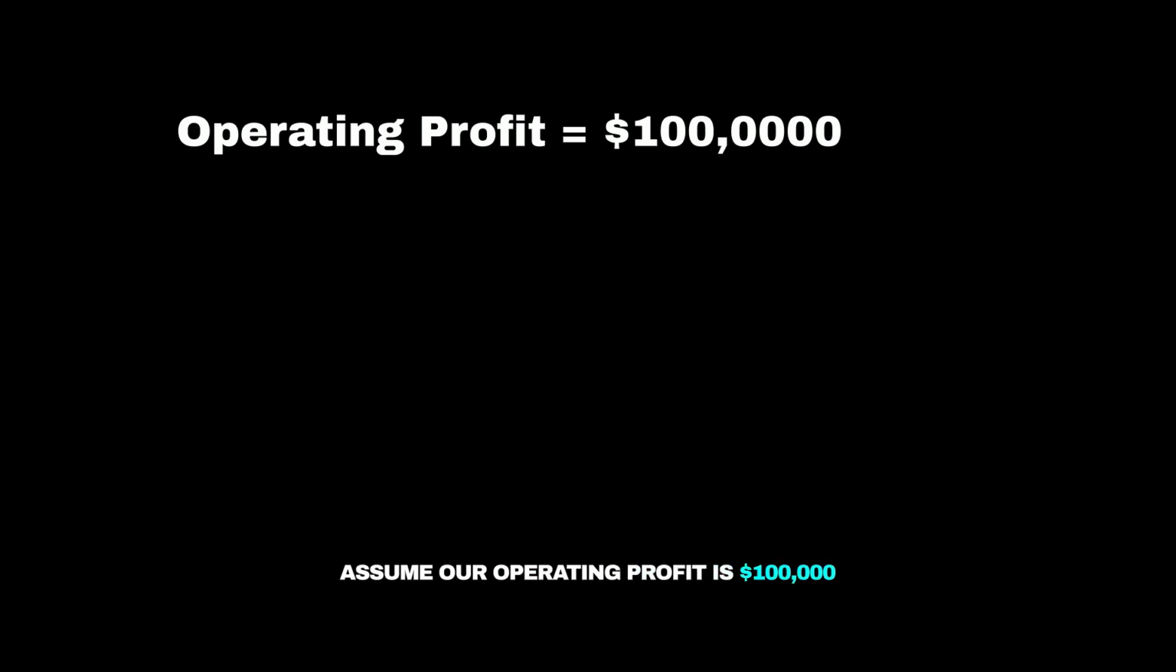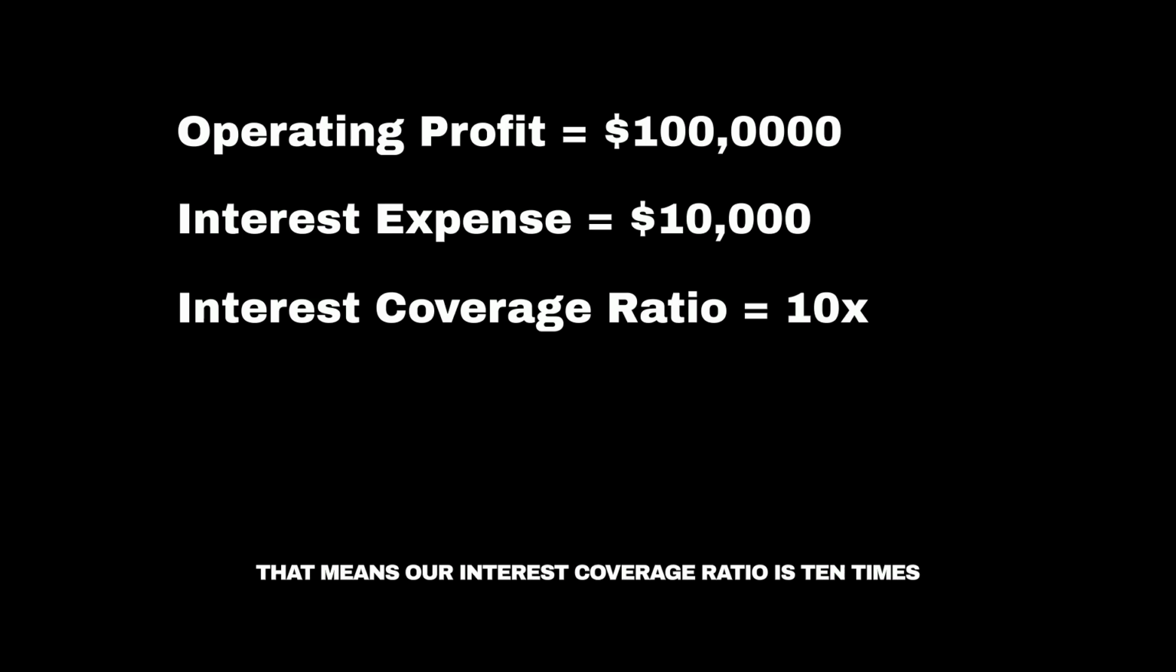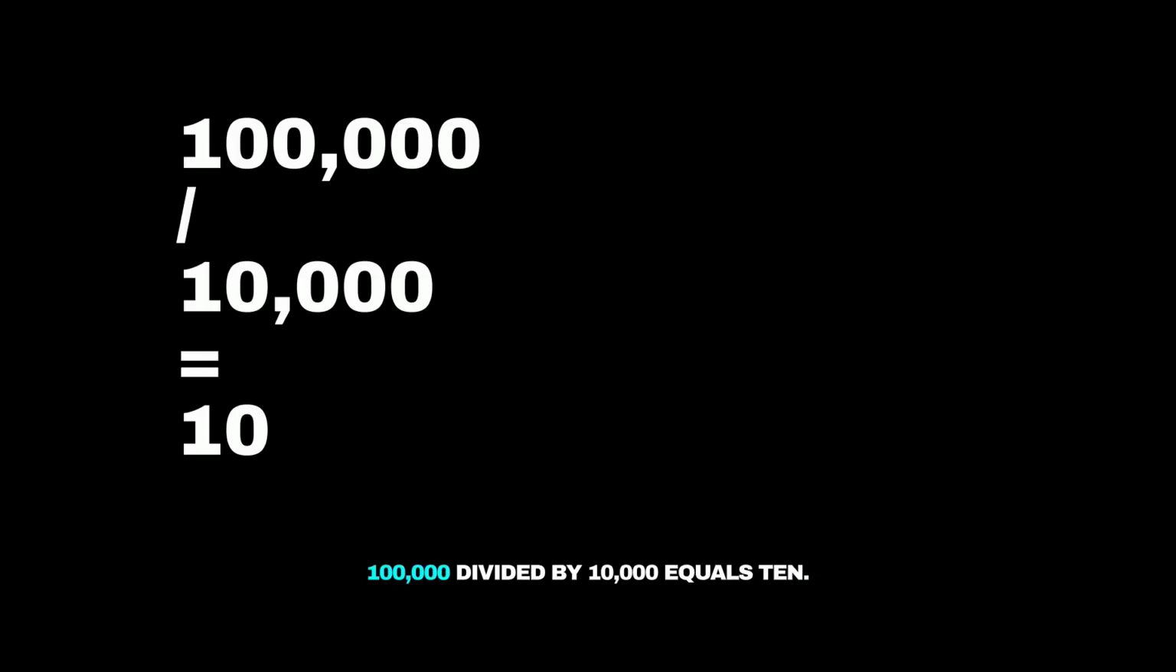Assume our operating profit is $100,000 and our interest expense is $10,000. That means our interest coverage ratio is 10 times. 100,000 divided by 10,000 equals 10.